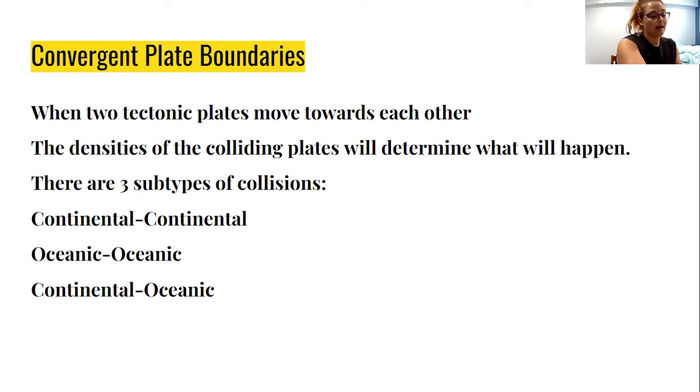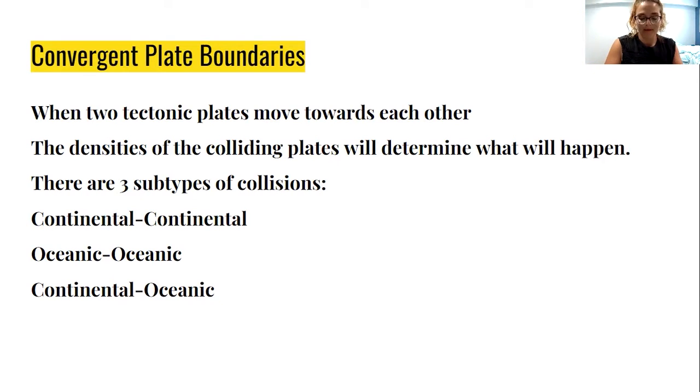So we have three types of possible collisions here. We have where continental crust can come into contact, and let me go ahead and get my towels here, with more continental crust, so two thick pieces together. We can have our oceanic crust coming into contact with another thin piece of oceanic crust, or we can have a boundary that combines both our continental and oceanic.